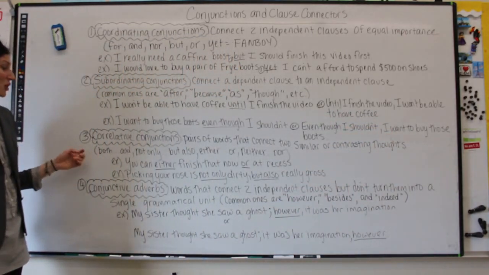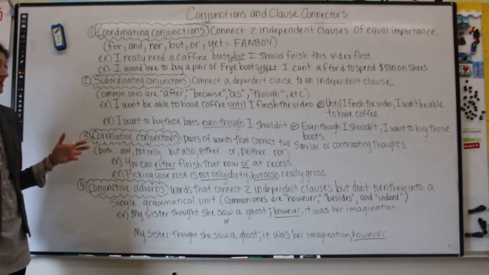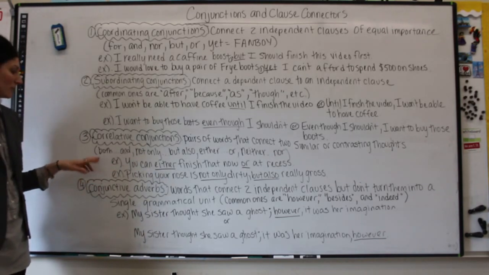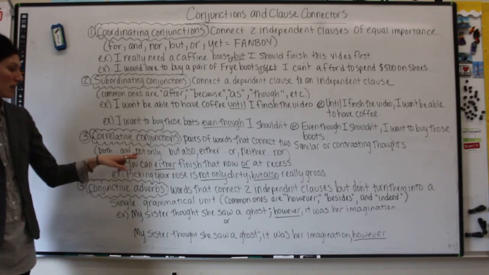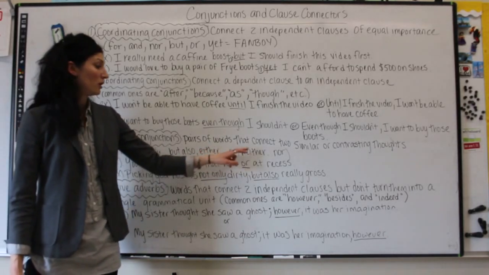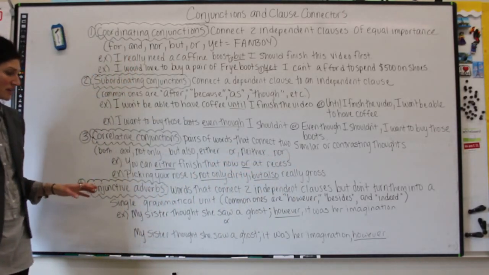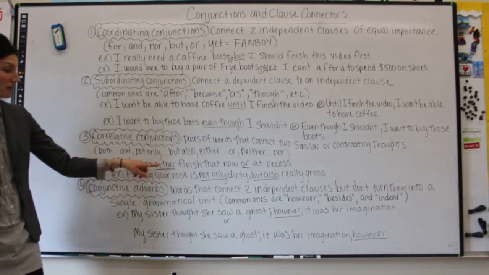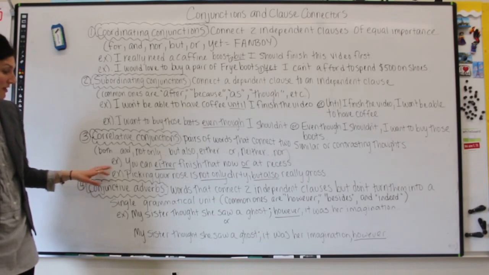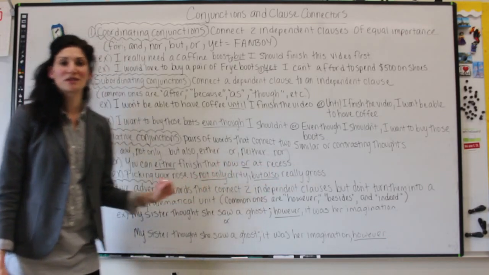Now let's take a look at correlative conjunctions. Correlative conjunctions are pairs of words that connect 2 similar or contrasting thoughts. The pairs are the following: both and, not only but also, either or, neither nor. Let's take a look at some examples that we have here. We have, you can either finish that now or at recess. We also have, picking your nose is not only dirty, but also really gross.